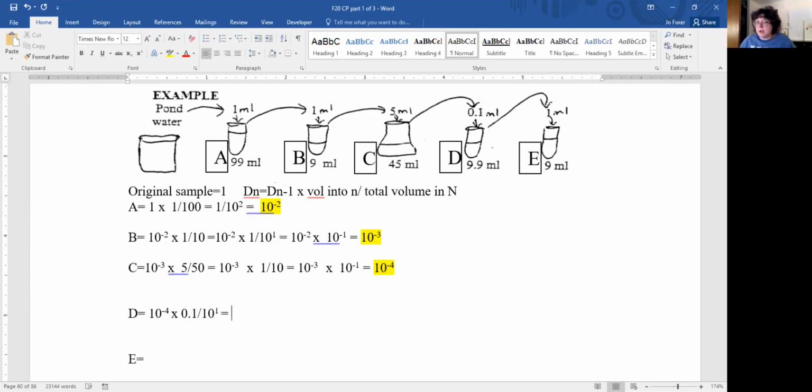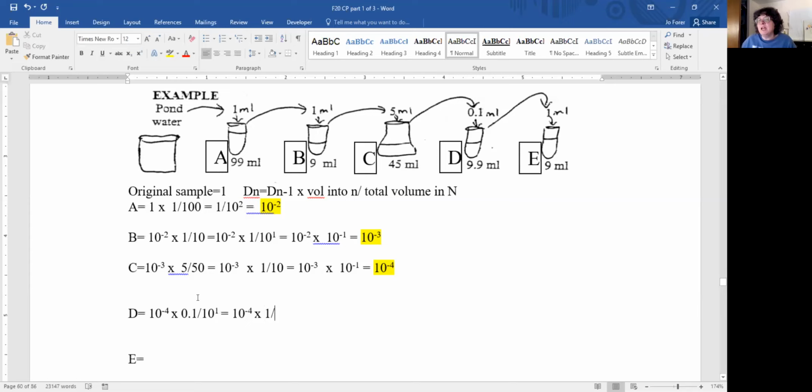All right, so to fix this up, to make it easier to see what's happening, what I would do is I would take that 0.1 over 10 and I would multiply the top and the bottom of the fraction both by the same number, which is going to be 10. So 0.1 times 10 equals 1.